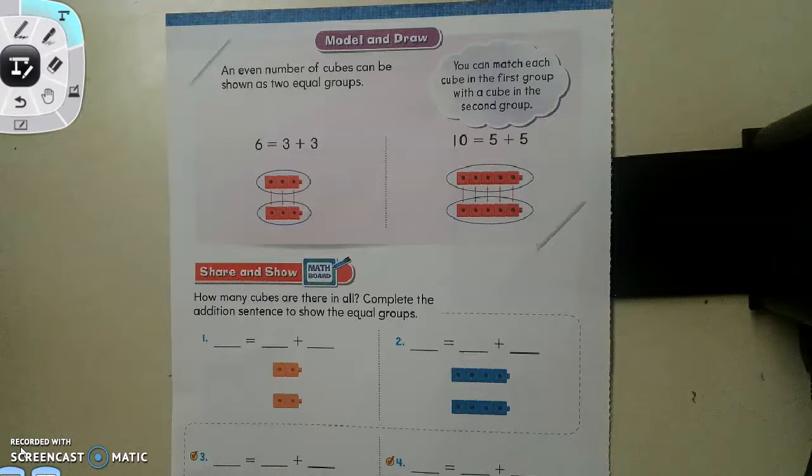Hey friends, so as you saw in the video, we can take even numbers, and an even number of cubes can always be shown as two equal groups. So that's just another way of telling if a number is even. If the number is even, you can split it in half and both groups will be equal.